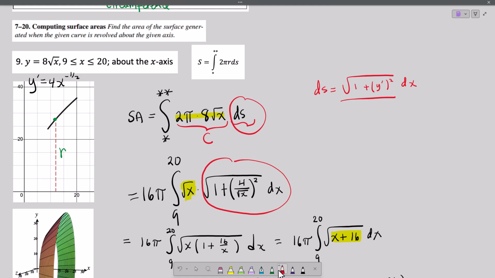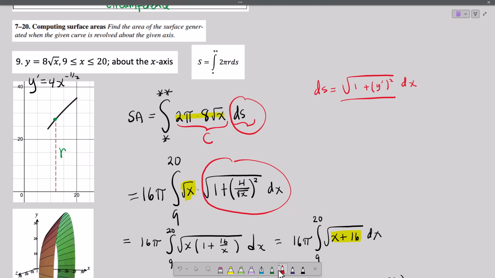So we found our derivative here, and then we squared that. That's how we got it: the derivative is 4 divided by square root of x, and then we square it and add 1. So ds is exactly arc length from the prior section, and then we have the circumference in front.